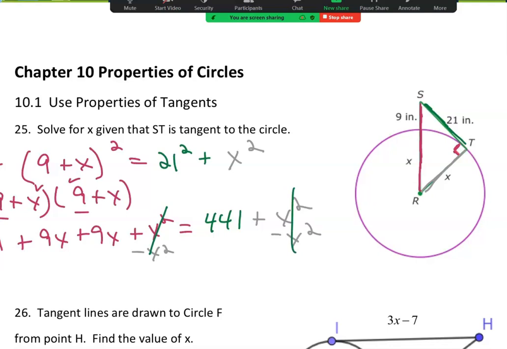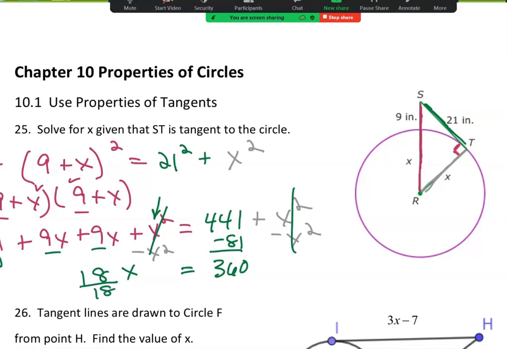So now why don't we move the 81, so 441 minus 81 should give you 360. So I move this, I have 360. Let's add these together, and I get 18x. I do not get 18x squared, which many of you do incorrectly. Okay, when you add x's, you get x's back. When you multiply x's, you get x squared. That's how I got this x squared, by multiplying. Okay, so just be careful about that.